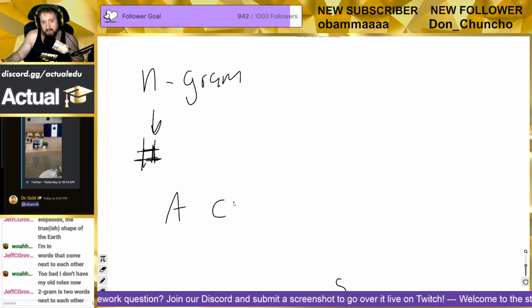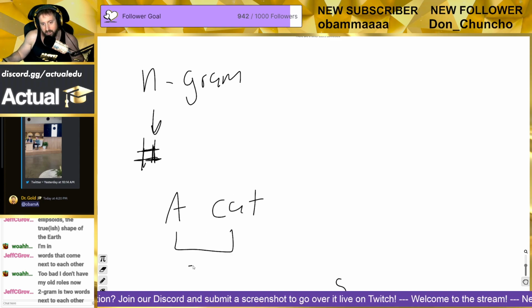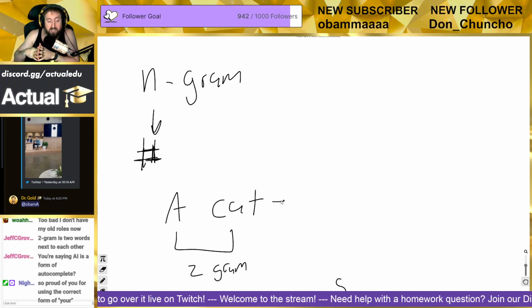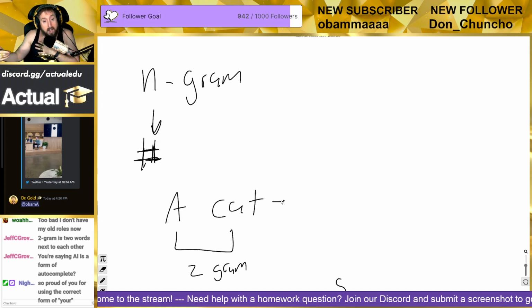So you can be like, okay, but if I fed you 2 words at least, let's say I said a cat, that's a 2-gram, I can predict the 3-gram. So AI is a form of autocomplete. Yeah, basically. It's a little bit more complicated than that, but it auto-completes on itself is what it does.